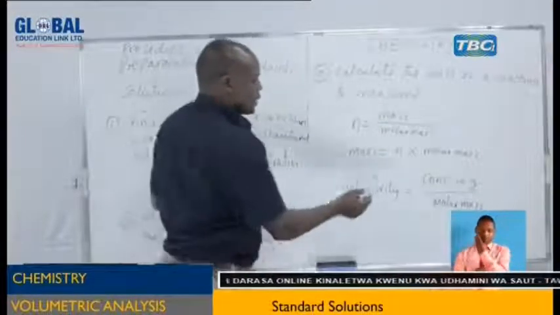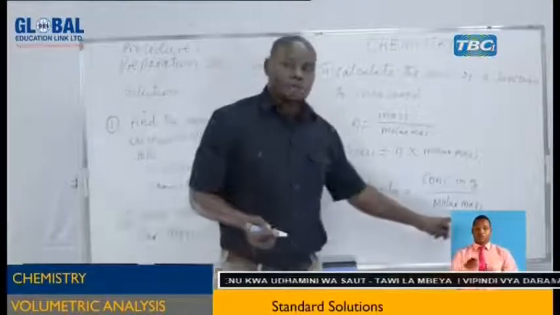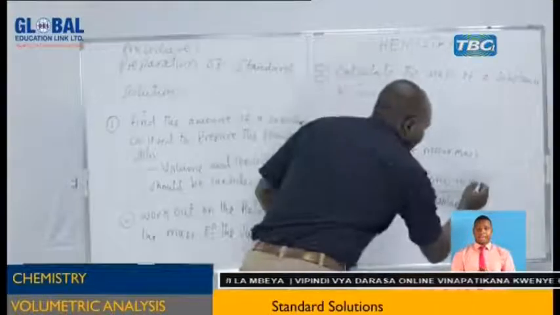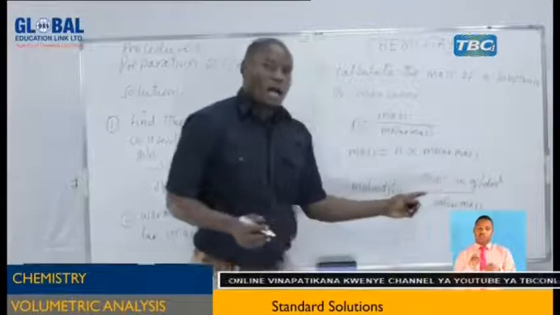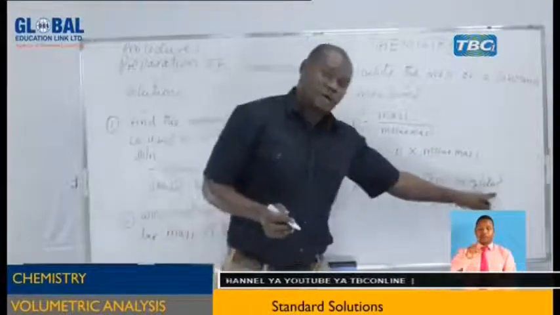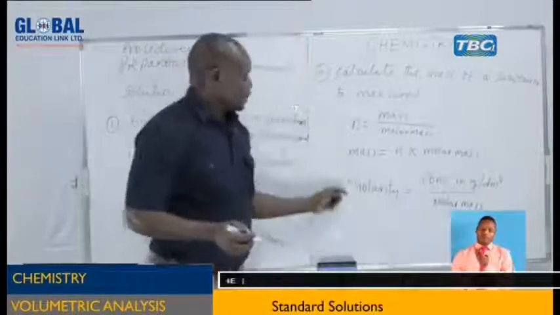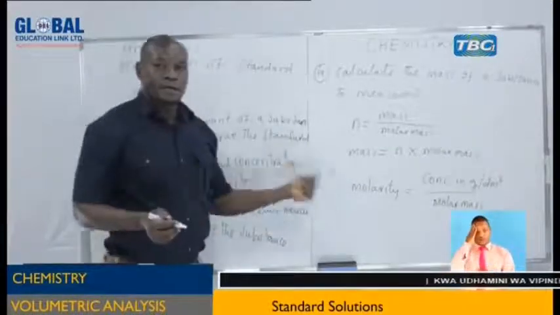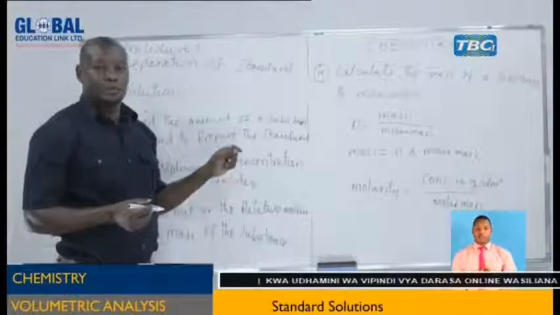So here you can find the concentration of that substance by taking molarity times the molar mass. But that concentration will have units of gram per liter. So you'll know how much of a substance to be measured and dissolved in 1 liter. These are the formulas that you can use to determine the mass of a substance to be measured for preparation of a standard solution.